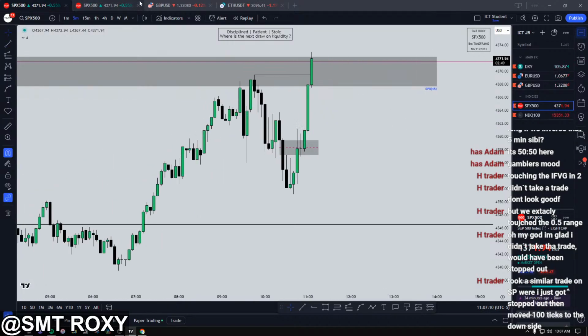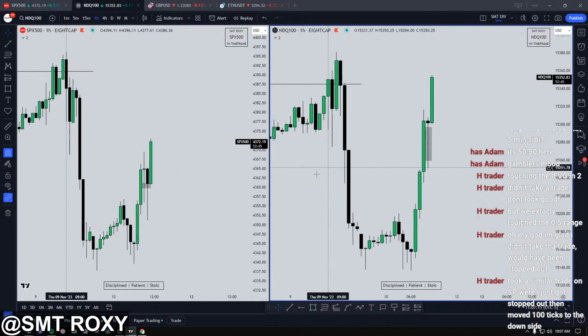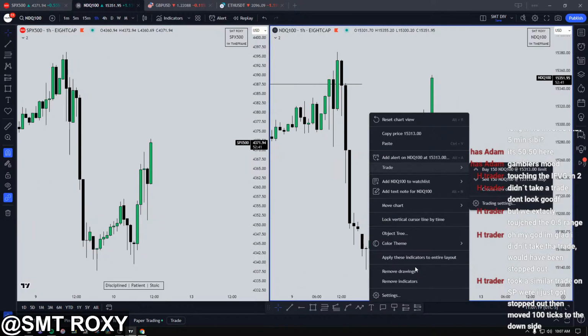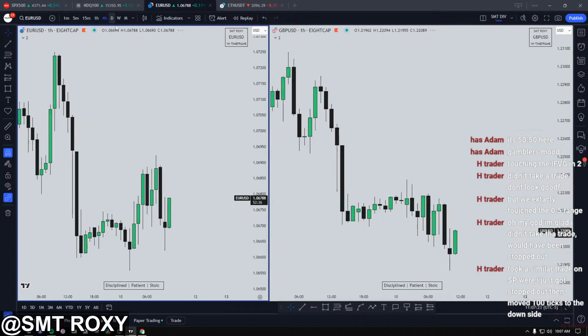It's kind of on me, honestly. I should have done the SP, this chart right here. Should have done it on this one. Should have just seen, you know. I'm going to clean the drawings on both. I'm tired of seeing all these drawings. Leave it on the 4-hour.